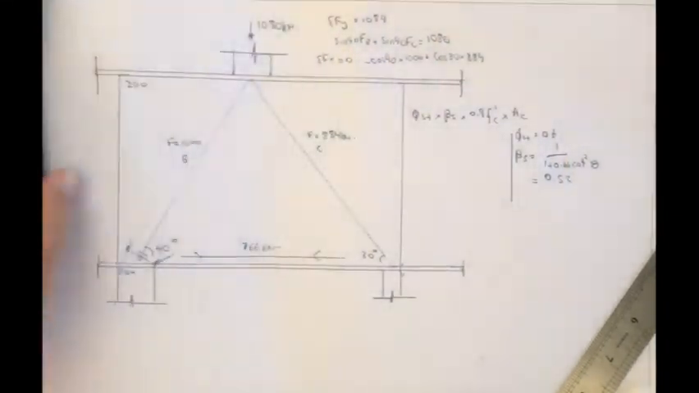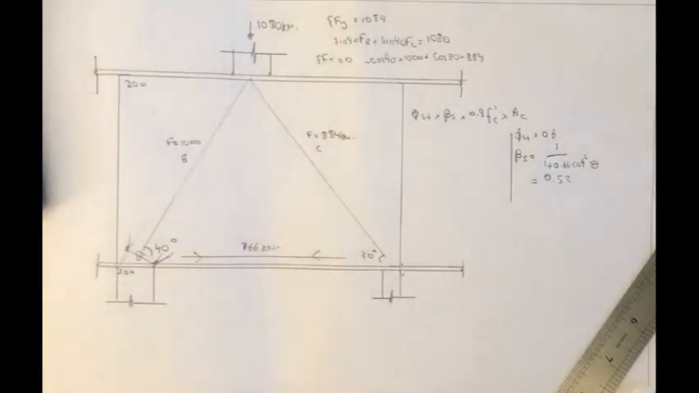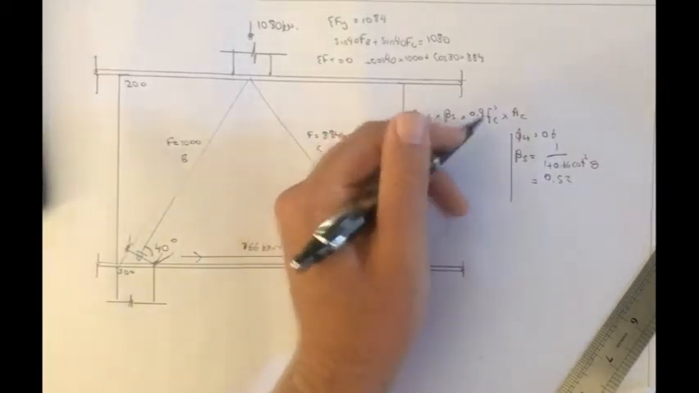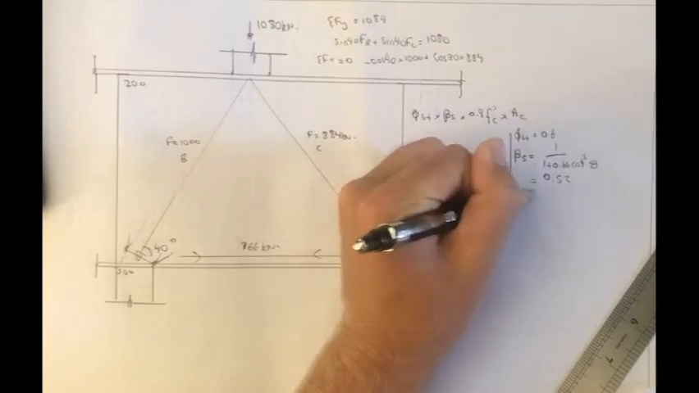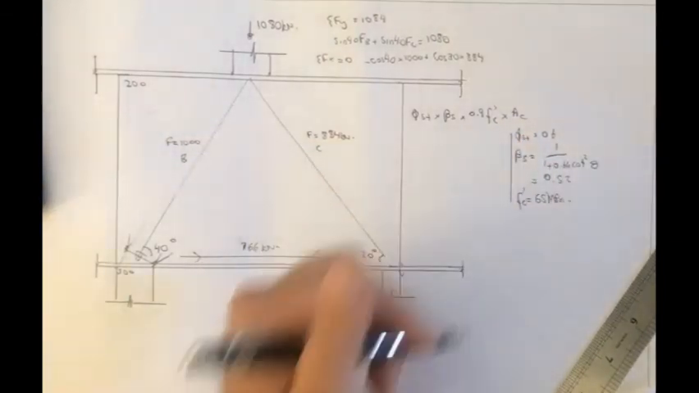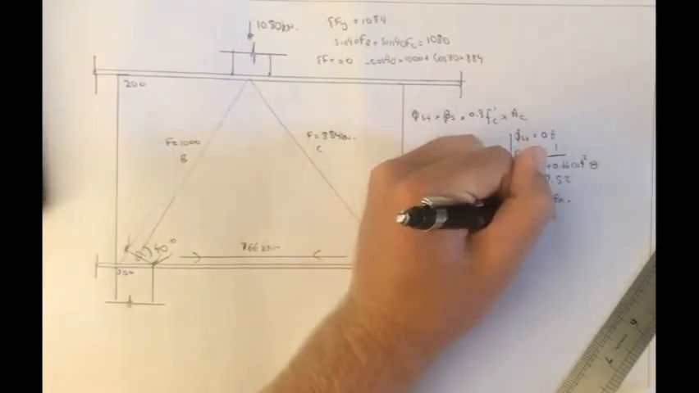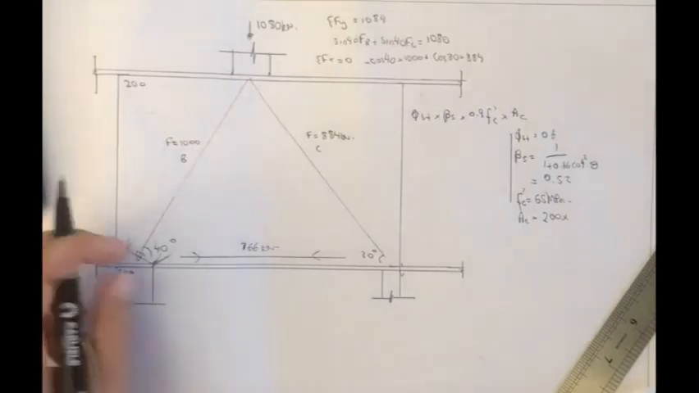Now as this angle becomes more vertical, the strut efficiency factor will become closer to 1. And then next we have the strength, say 65 MPa, pretty strong concrete. And then Ac, as we mentioned, is 200 in width, so 200 times this dimension here, so 500.